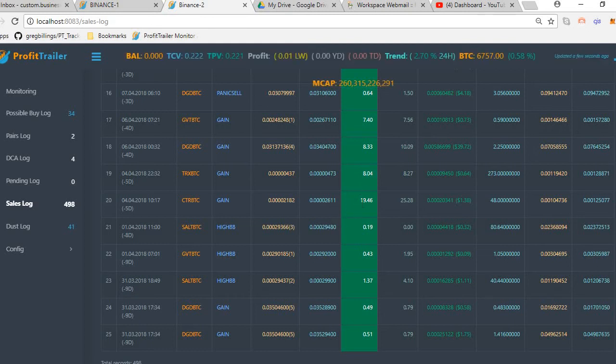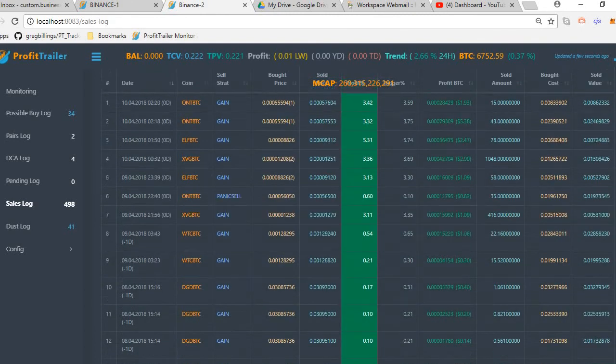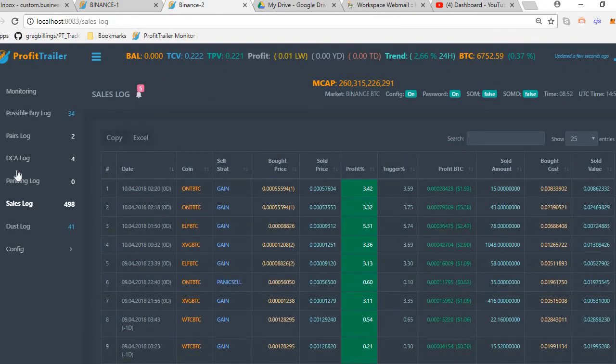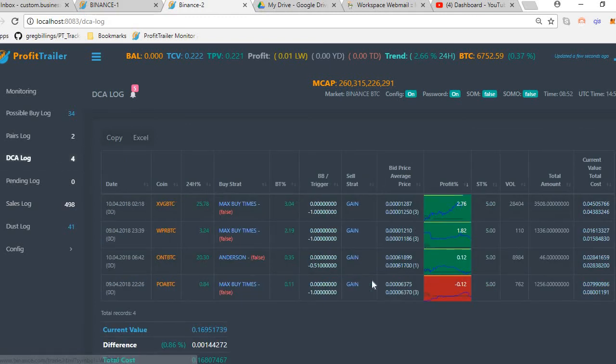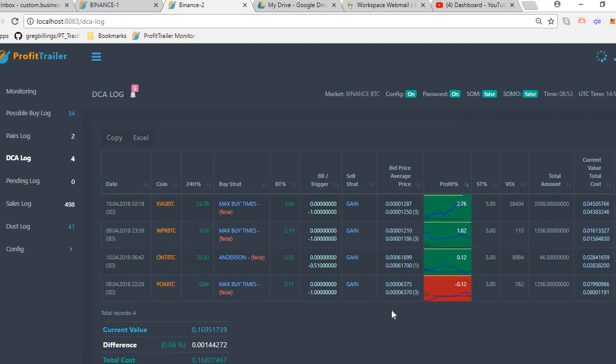Look at this, 19% profit. On a coin that was a scam and it was being delisted, I made 19% profit on it. You can have this too. So I think I finally got it. I'm not using Profit Feeder. I'm not using PT whatever. It's just plain vanilla ProfitTrailer. Just plain old PT and a Binance account.